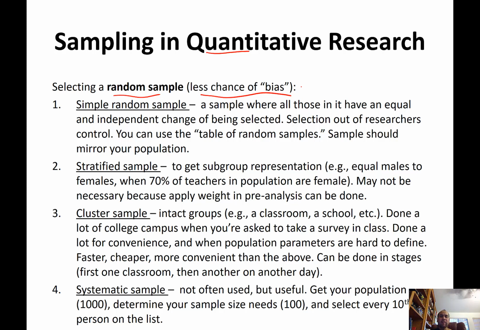Because I've basically stratified the sample into two, offensive and defensive, okay? And then I'm going to select 10 from here and 10 from here. Then you have the cluster sample. You have just an intact group. You're going to just random sample those.